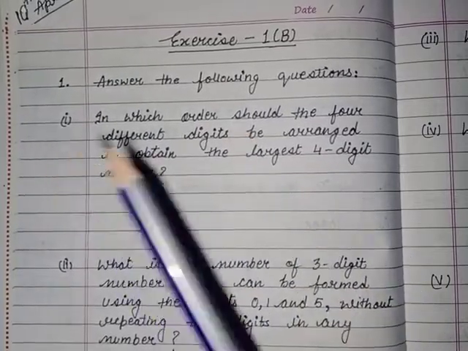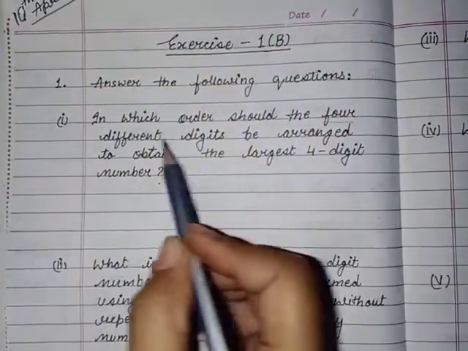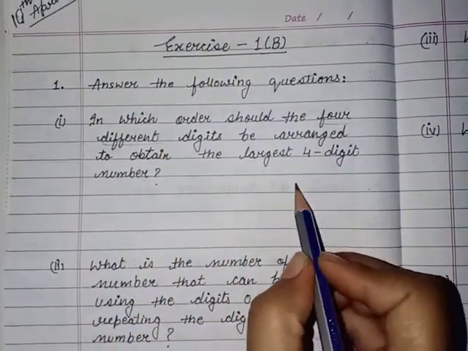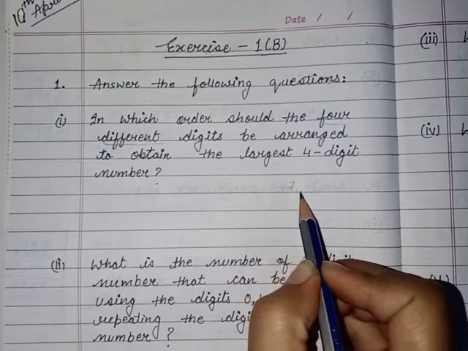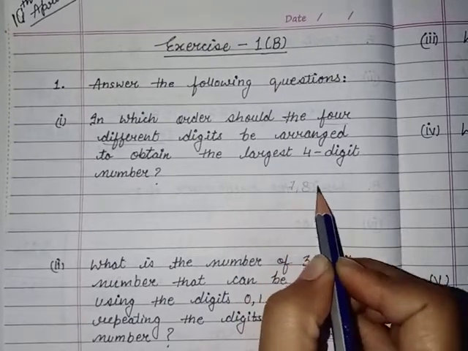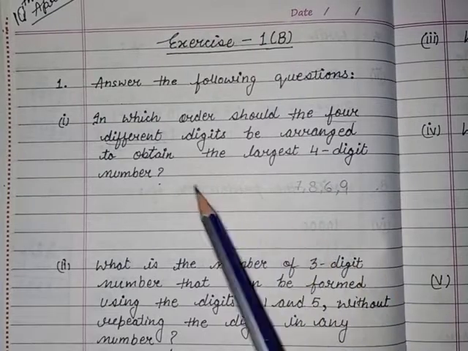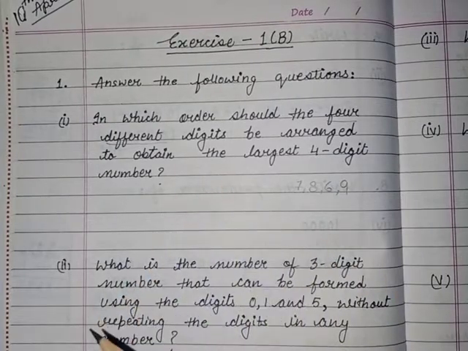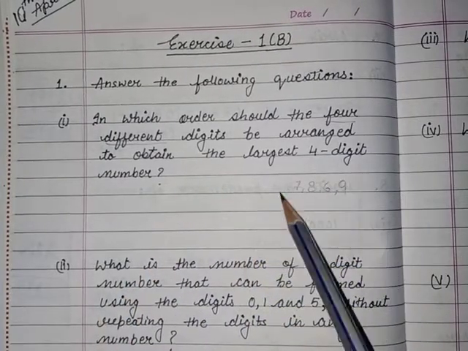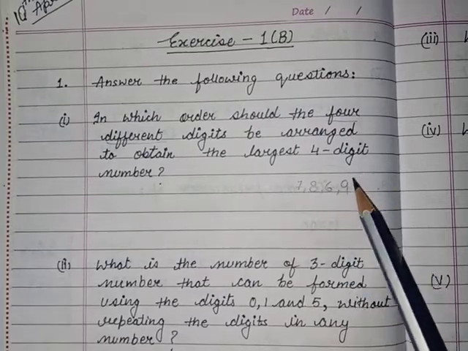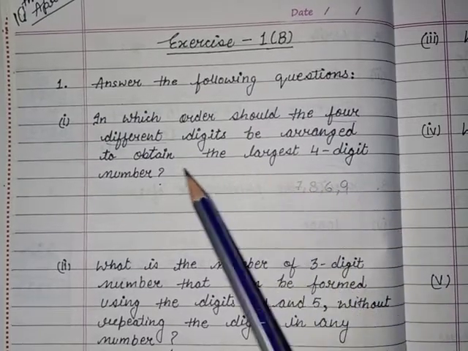They said four different digits. Suppose we have four different digits: 7, 8, 6 and 9. These are four different digits and they are asking in which order we need to put these digits to make the largest four-digit number.